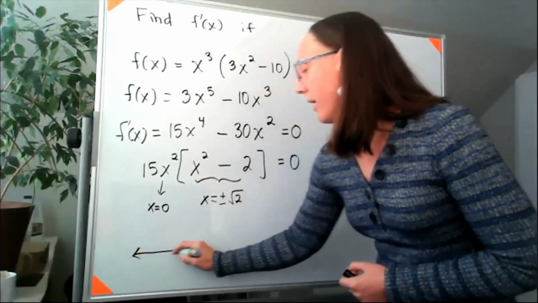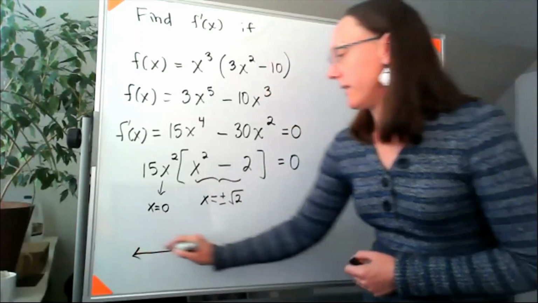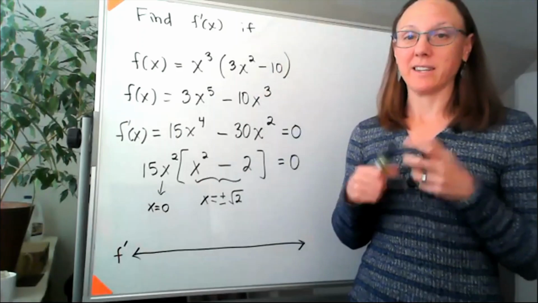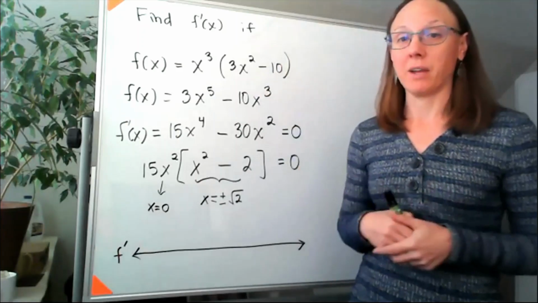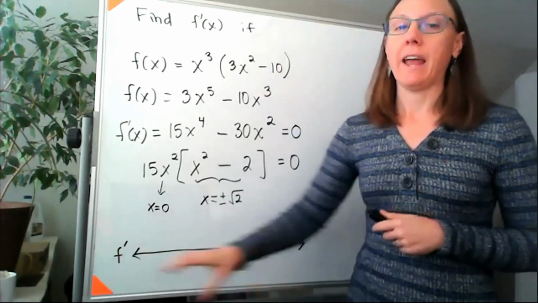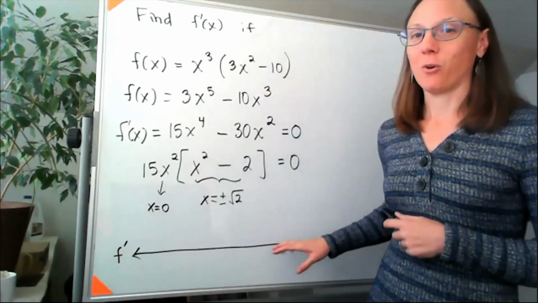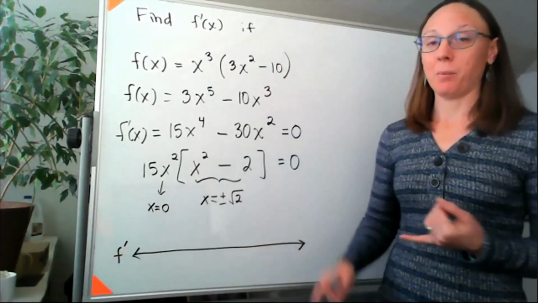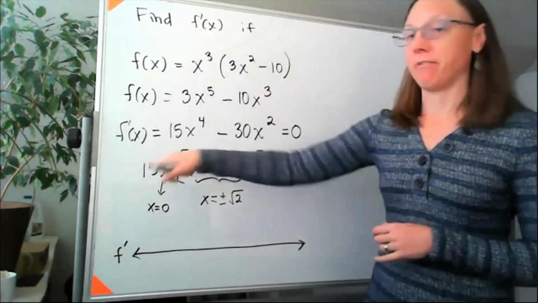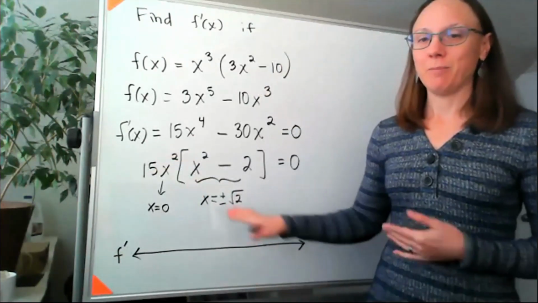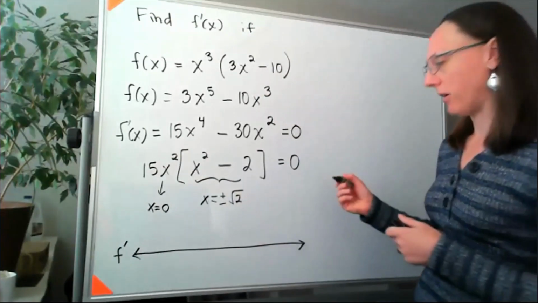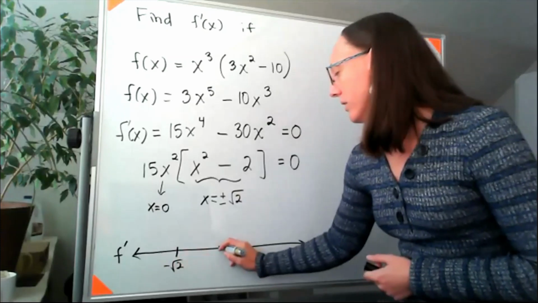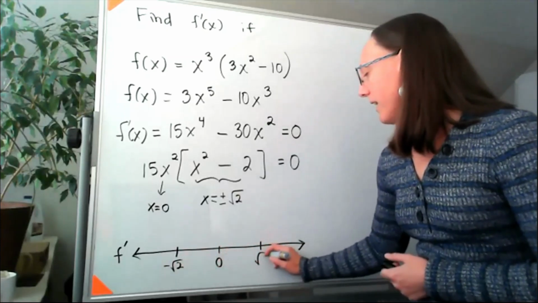And my sign chart, I'm going to call a number line. And I'm going to label my number line with f prime. And the reason that I'm doing that is sometimes we might be looking at the second derivative, sometimes we might be looking at the value of the function, and I want to make sure I know what I'm talking about. So I'm going to label this as f prime. And onto that number line, I'm going to put every value of x that makes that function 0 or undefined. In this case, we don't have to worry about the undefined part. So on my number line, I'm going to have negative square root of 2, 0, and the square root of 2.